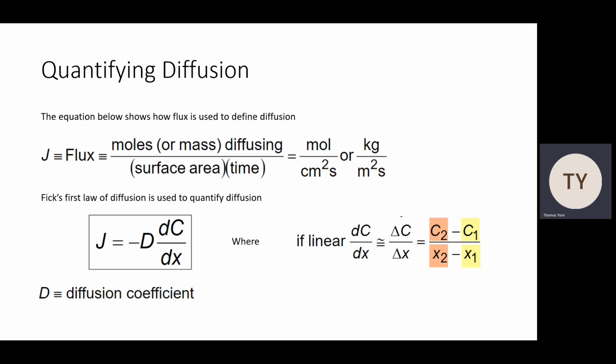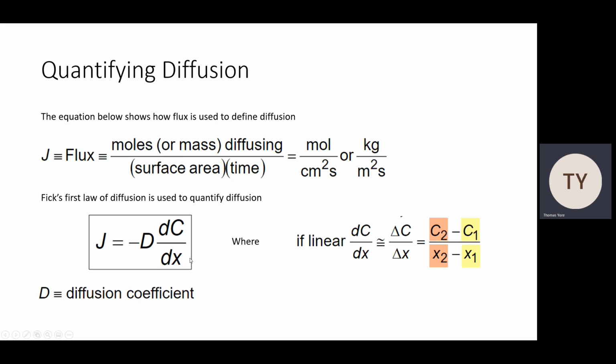Now, I'm going to quantify diffusion. As we can see in the flux equation here, diffusion can be defined by flux. And flux is defined as moles or mass diffusing over a certain surface area over a certain amount of time. In order to properly quantify diffusion using variables, we use Fick's first law of diffusion, which we can see here is J equals negative D times dC over dx.